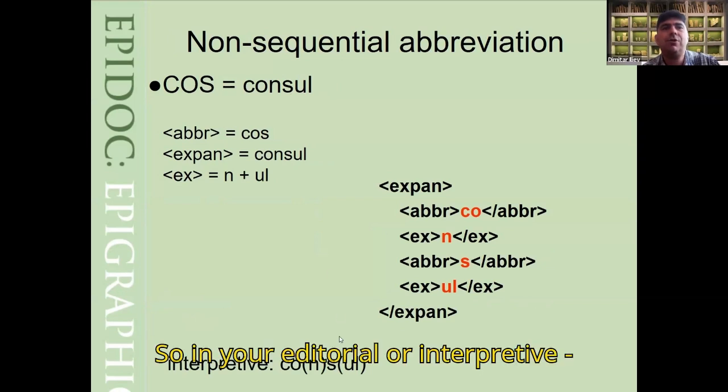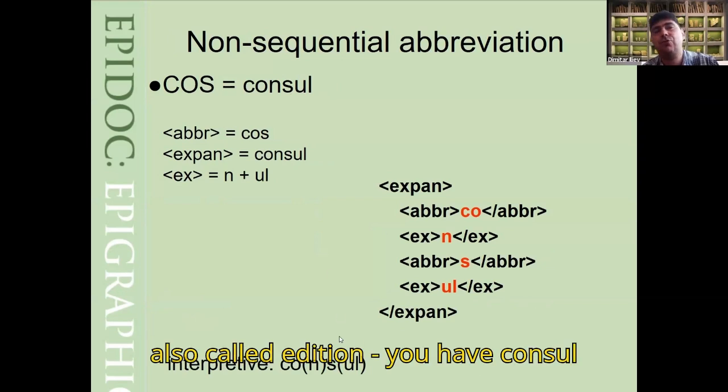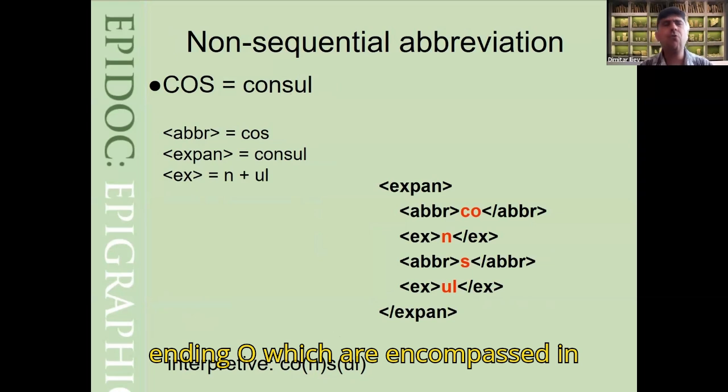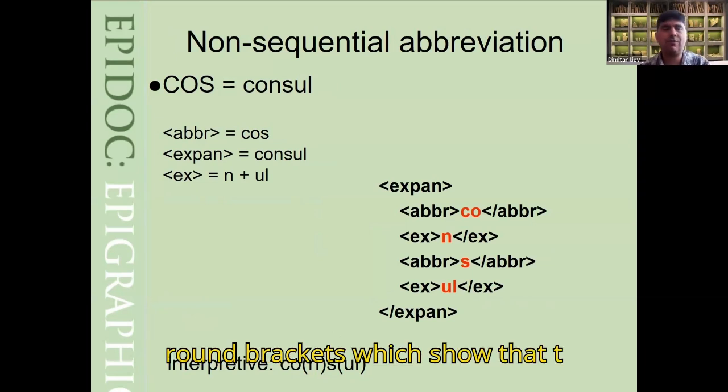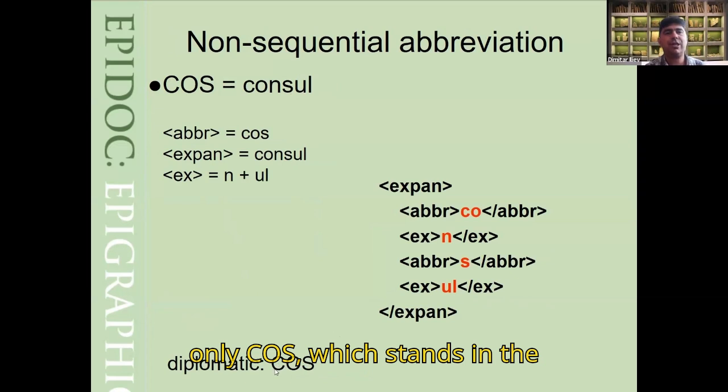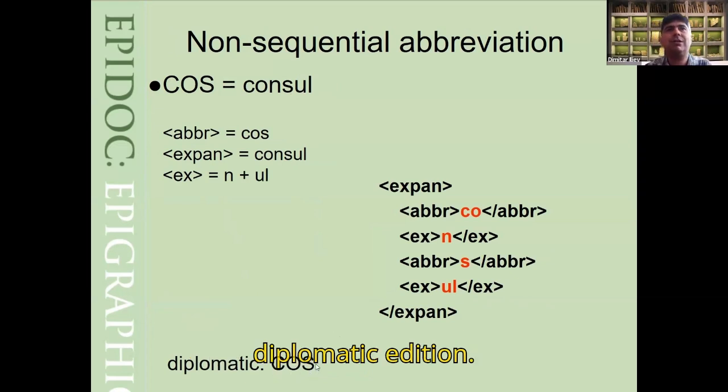So in your editorial or interpretive, as it is also called, edition, you have consul with the letters N and the ending U, which are encompassed in round brackets, which shows that this is an abbreviation resolved, but only cos, which stands in the diplomatic edition.